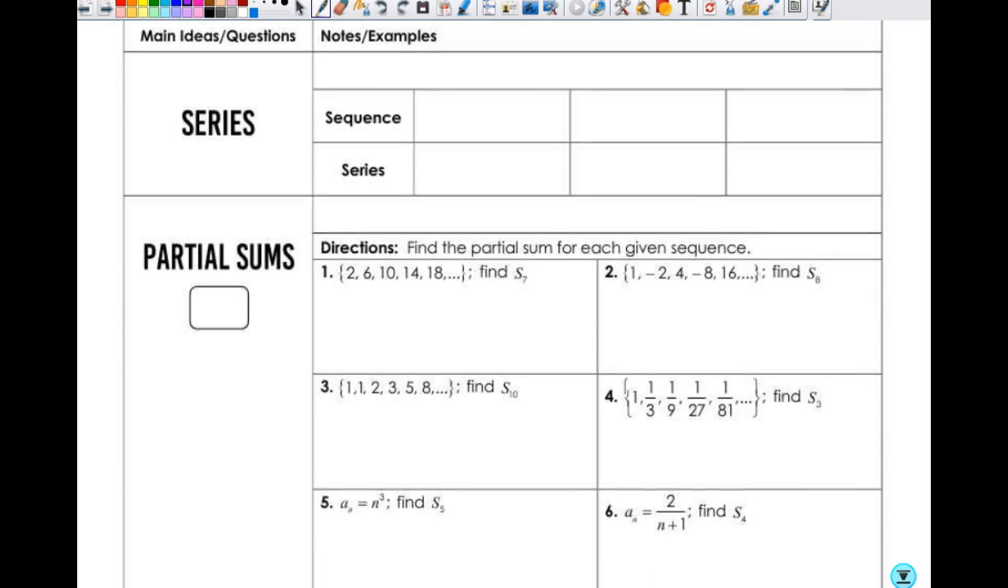So your definition of a series: all a series is the sum of the terms in a sequence. So the sequence would be the numbers listed out. The series is the sum of those terms, or the sum of part of those terms. Anyway, I'll explain it better in a minute. I'm going to give you a couple of little examples.